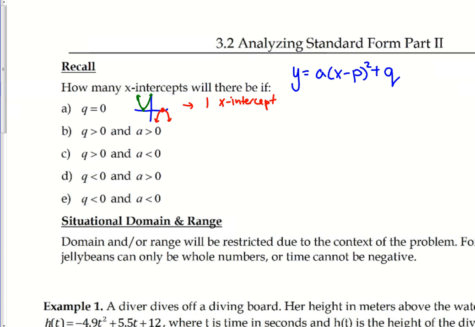Okay, so let's talk about this. If Q is positive and A is positive, is this graph opening up or down? Up, good. And if our Q value is positive, greater than 0, and it's opening up, how many x-intercepts will we have? Will it touch the x-axis? No, so we'd have no x-intercepts, or none.